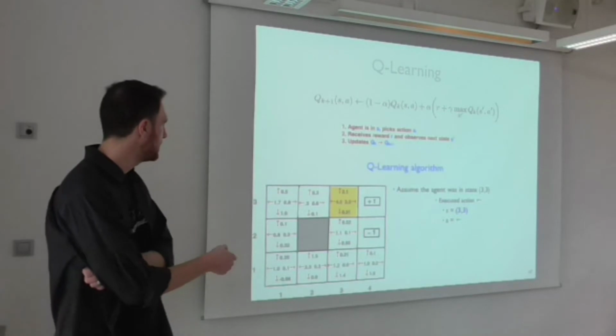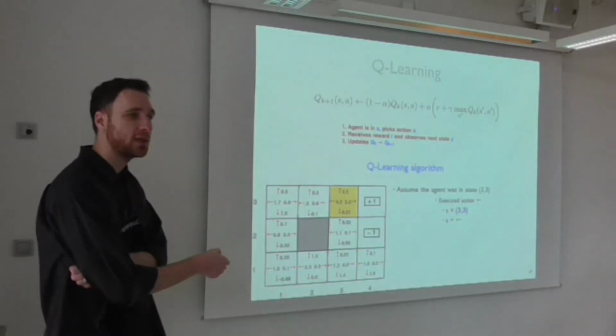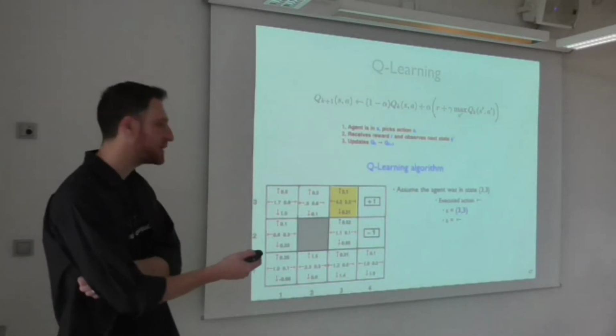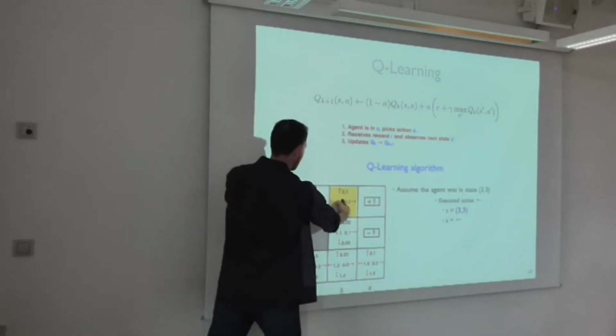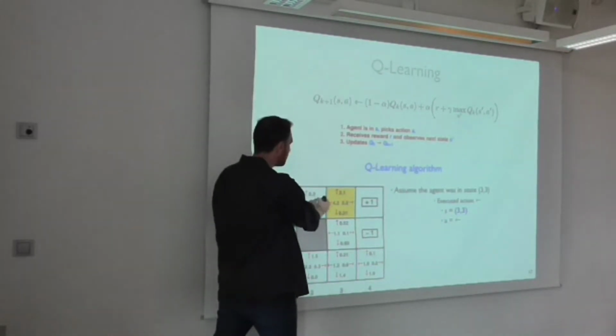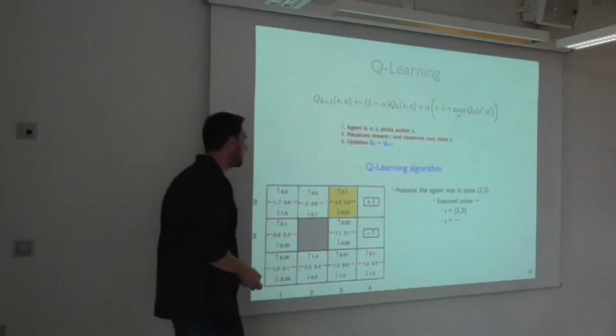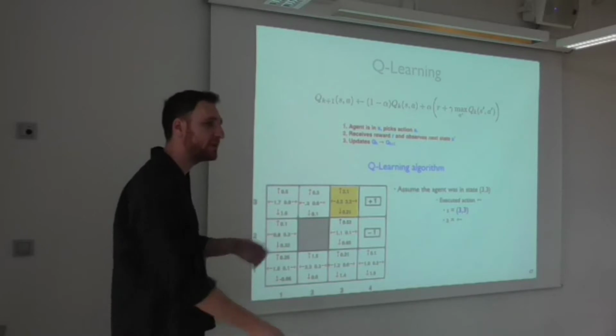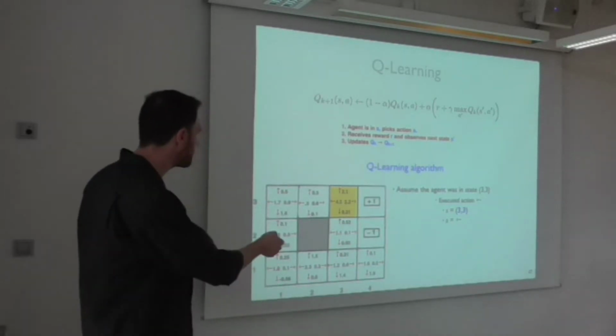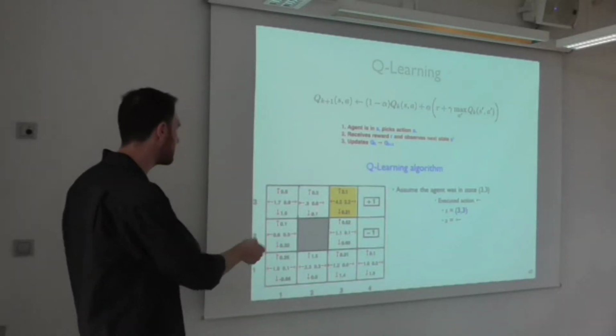3, 2. There's an 80% probability that if I select left, I'm going to go here, but with 20% probability that action fails and I either go here or here. But let's suppose that in this specific run the action actually succeeded and I ended up here.